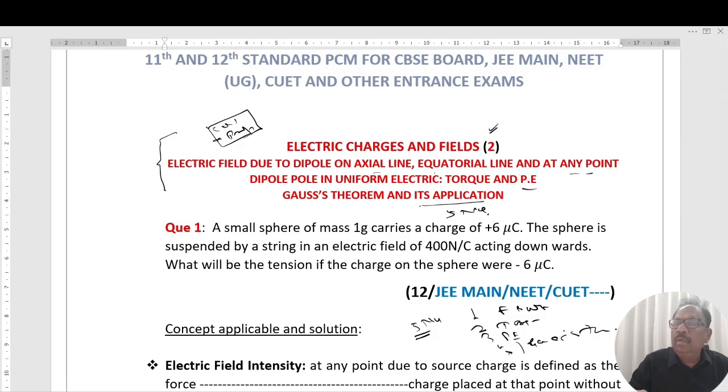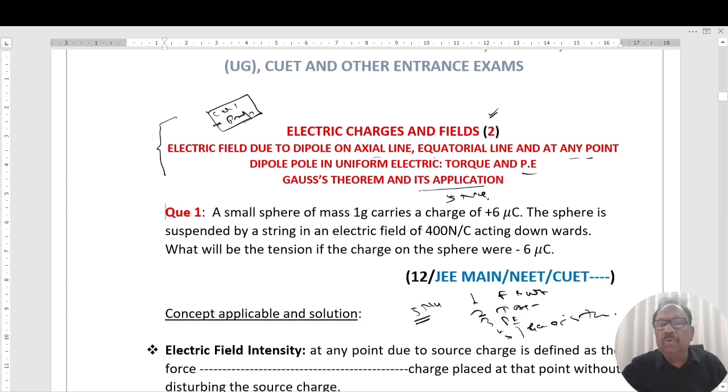One by one. All these points are very important for the purpose of CBSE board, state boards, as well as for the entrance purposes. Therefore, it is requested, please go through the complete session. Right, now let's start the question.